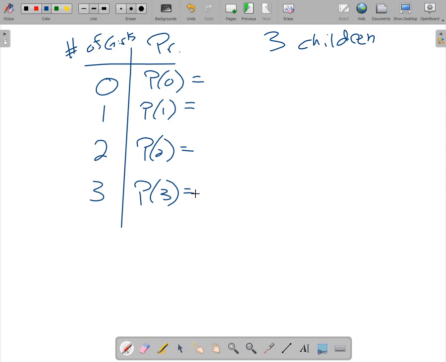If you didn't copy the tree, try to redraw it right now real fast. We've already answered one of these questions. If a family of three has two boys, how many girls do they have? One. So we answered that question earlier. Try to answer the other three.